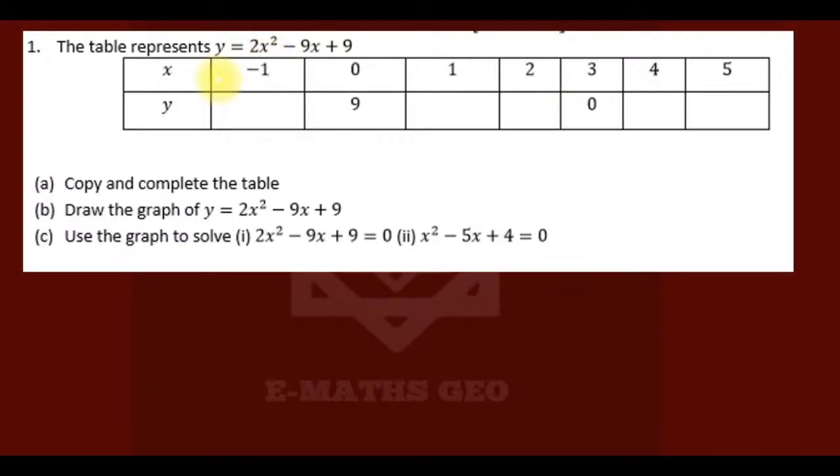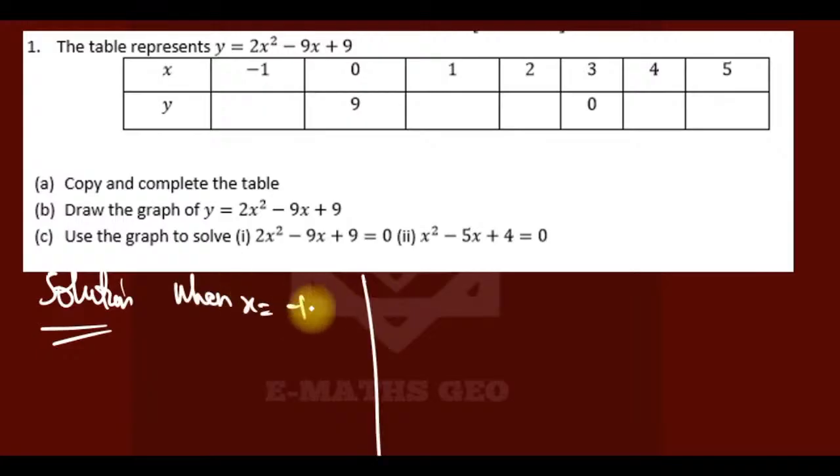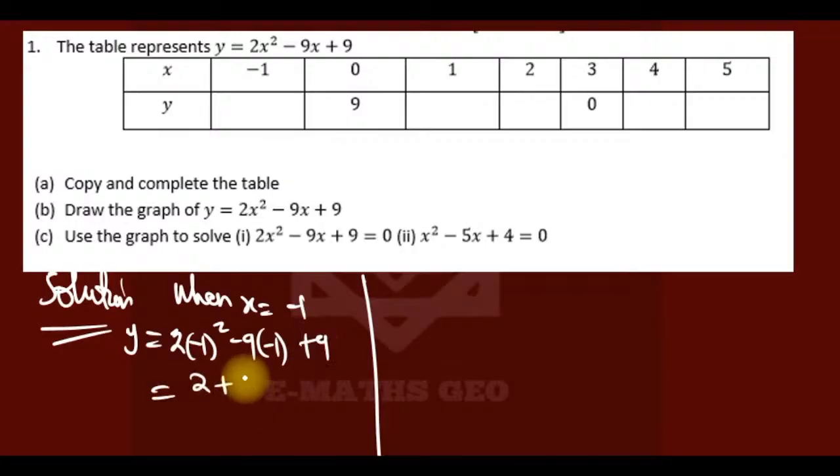To avoid wasting time, I'll just solve for minus 1 and 1, then paste the complete table so that I can move to the graph. When x is minus 1, wherever I see x, I call it minus 1. So y is 2 times minus 1 squared minus 9 times minus 1 plus 9. This is 2 plus 9 plus 9, so the value is 20. So the value of y for x equals minus 1 is 20.